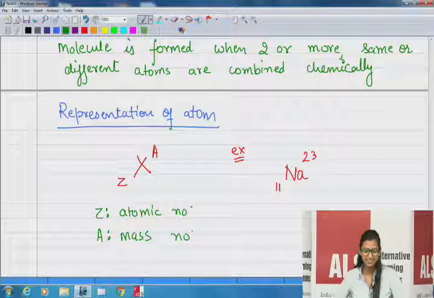Okay. That is nice. So I hope you are getting the things, okay? The representation of the atom is clear.